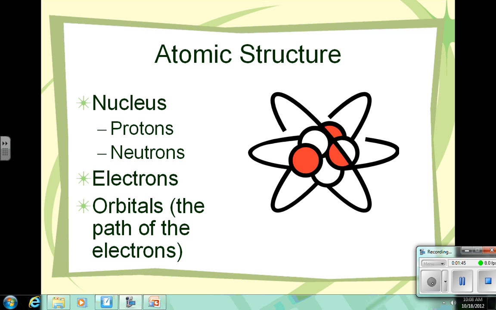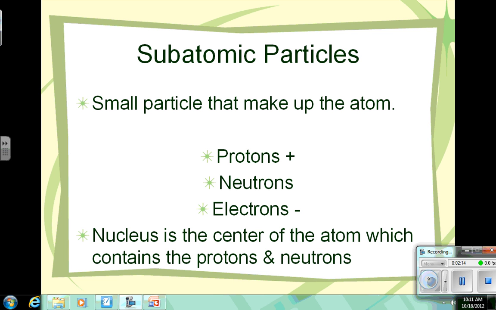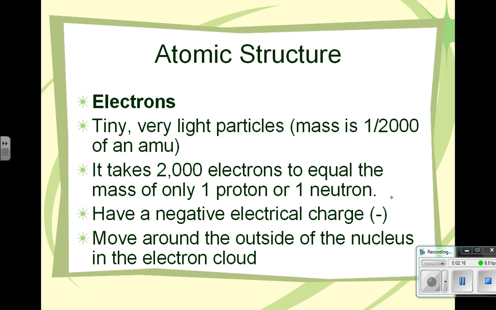Okay, and again, just to review, orbitals are the path of electrons. Subatomic particles, we've discussed these all week. Small particles that make up an atom. So protons are the positive bit, neutrons are the neutral or no charge, that's why they don't have a symbol after it, and electrons have a negative charge. Okay? The nucleus is the center of the atom, which contains protons and neutrons. So copy that into your notes. You don't have to write this down because we did this already earlier, it's just review.